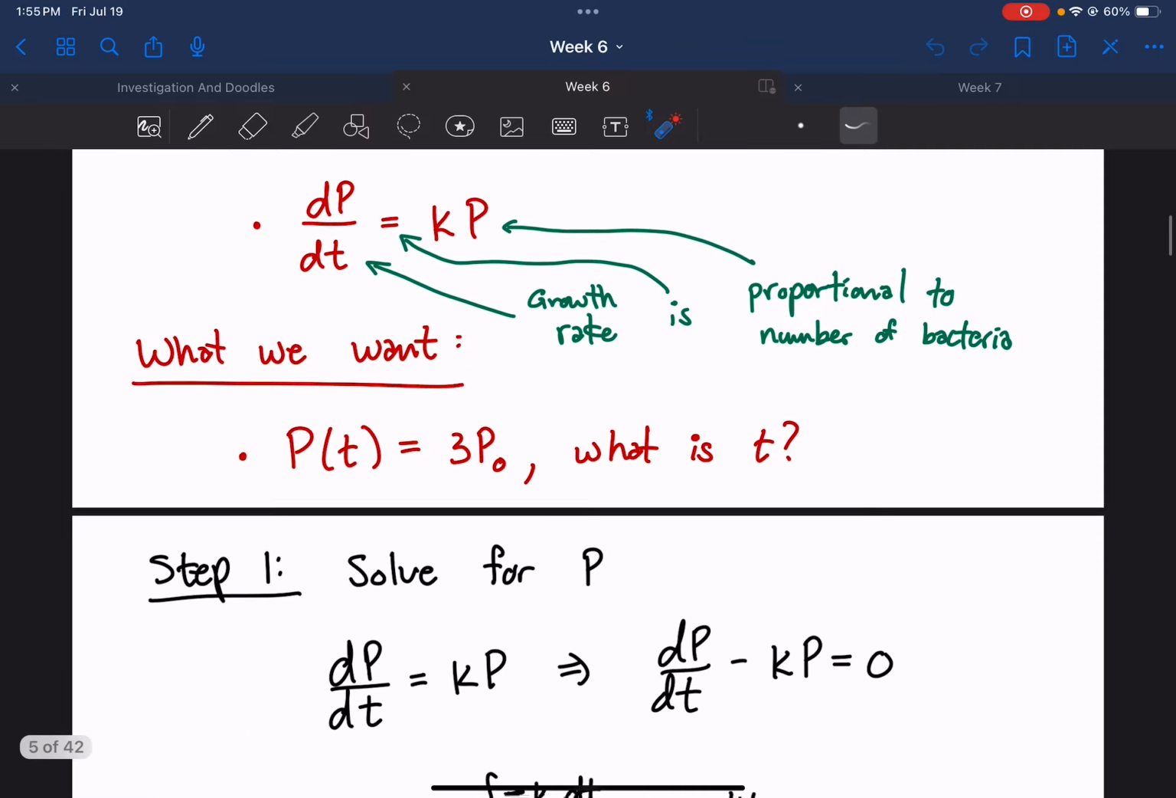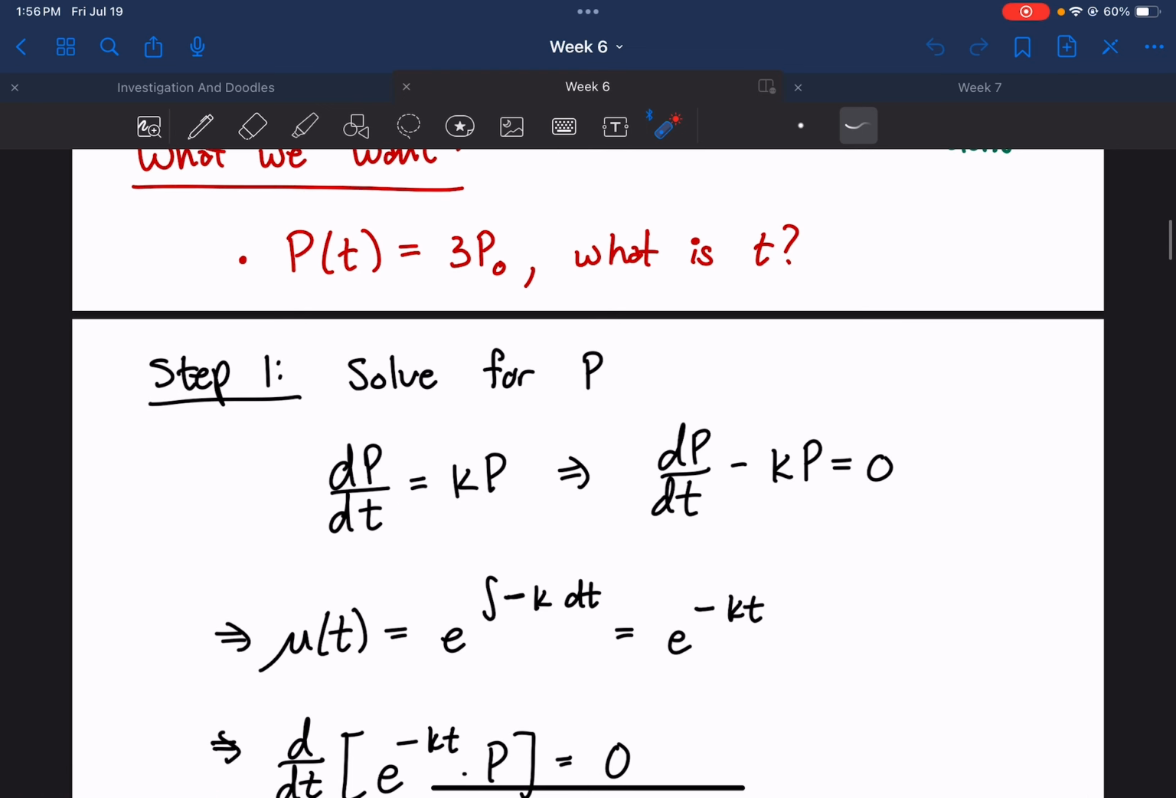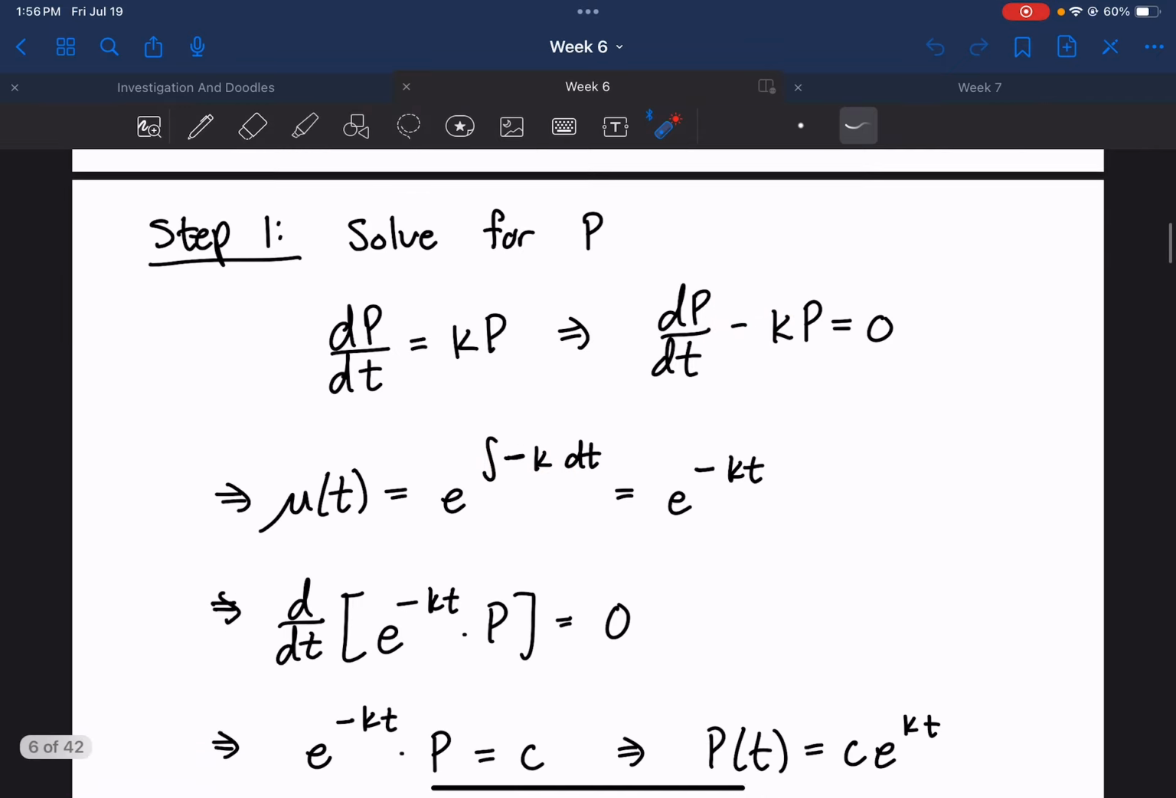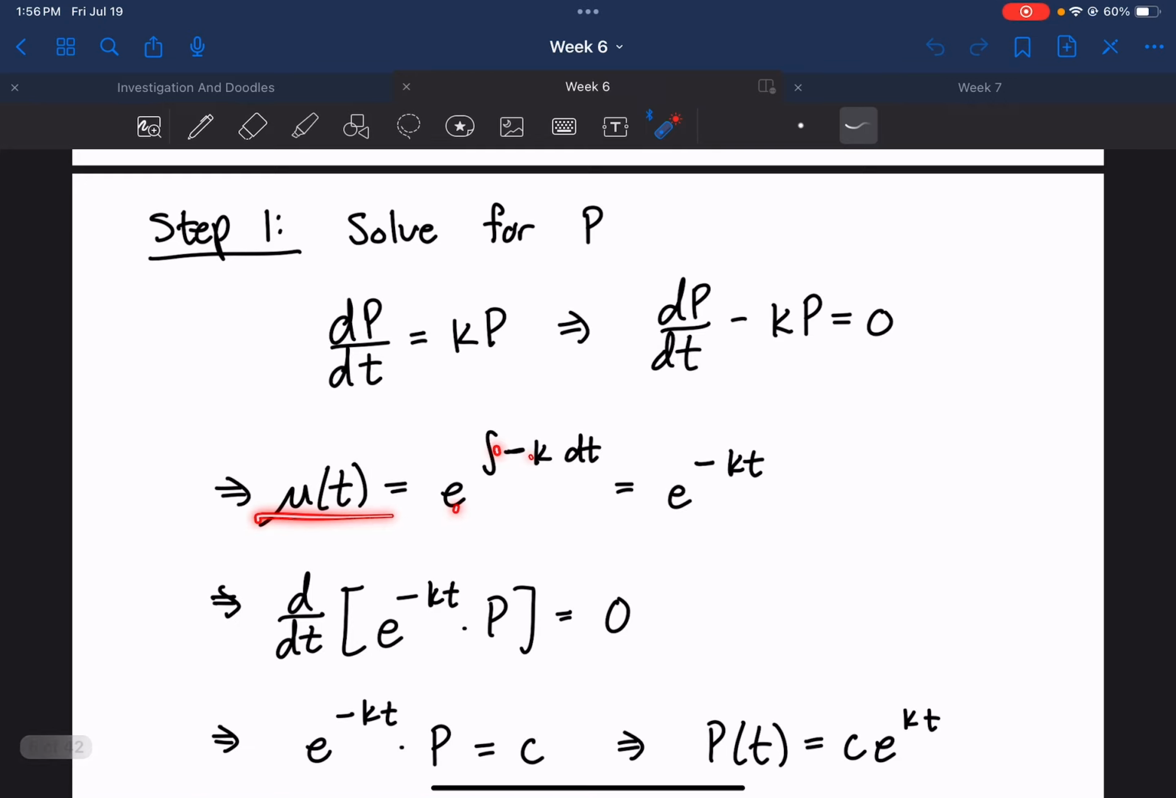Step 1, solve for P. Find an equation P(t). dP/dt equals kP. You can solve this via your favorite method, but we'll do it via integrating factor since that's nice and repeatable. Move the kP across the equal sign. We get the integrating factor set up here. This is the thing I'm going to integrate in my integrating factor. Mu(t) equals e to the integral of negative k dt, which is e to the negative kt.